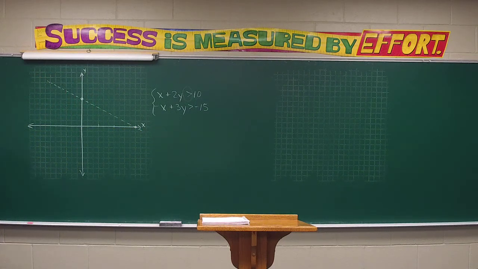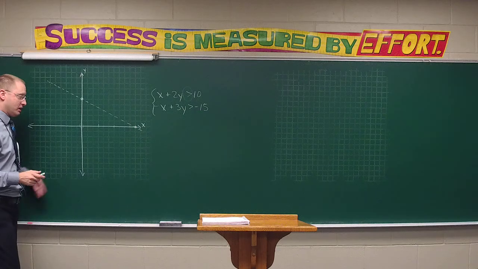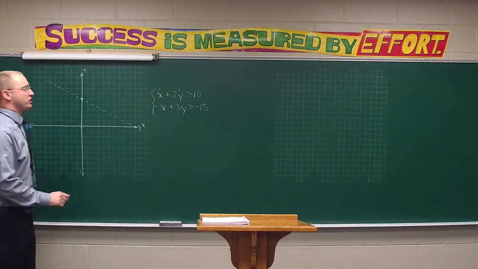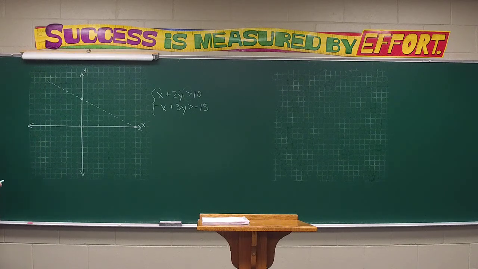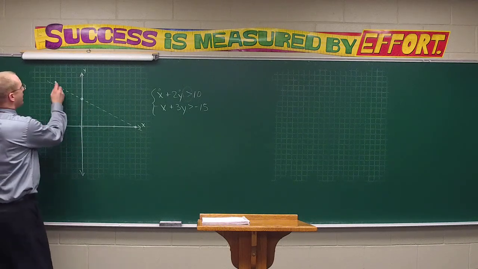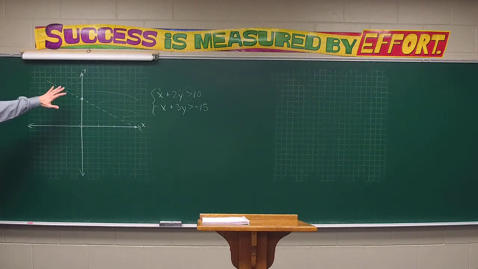To figure out where to shade, what should I do, Audrey? You plug 0 into the x and y. Good, we're testing 0, 0, the origin, and we see if it's true. Is it true that 0 plus 0 is greater than 10? No, it's a lie. So we're not going to shade where the origin is. We're going to shade the other side of the boundary, which is everything up here. That's the solution to the first inequality.